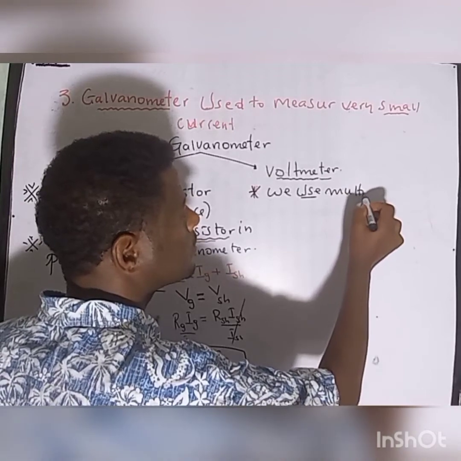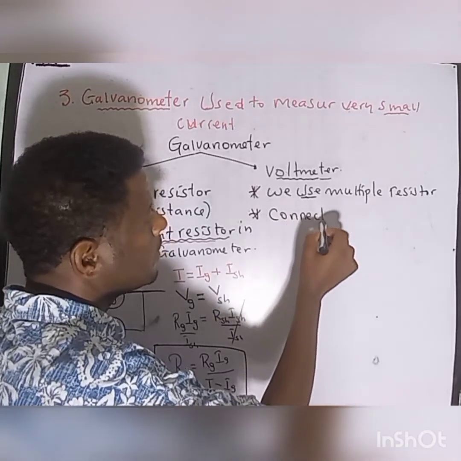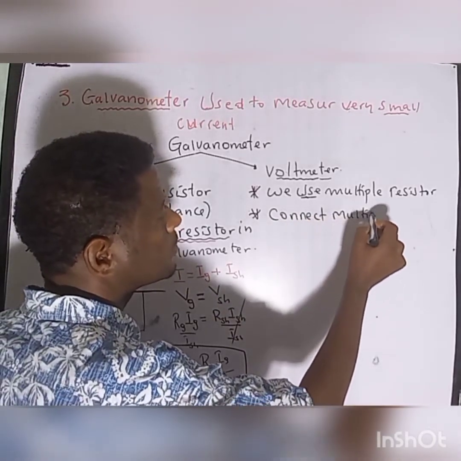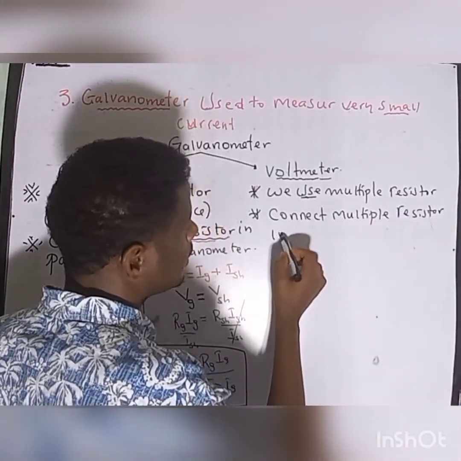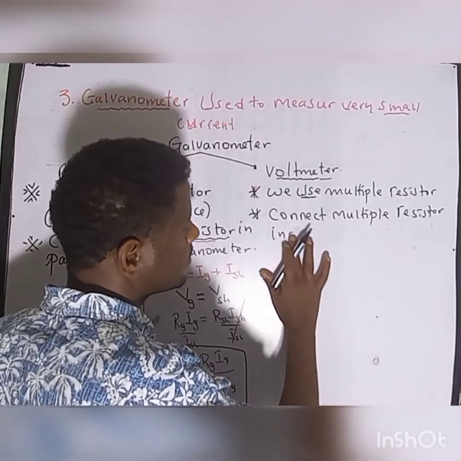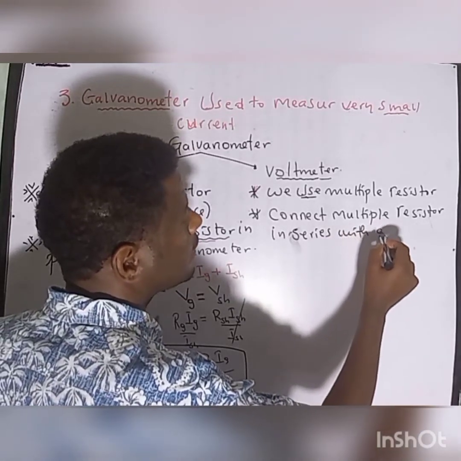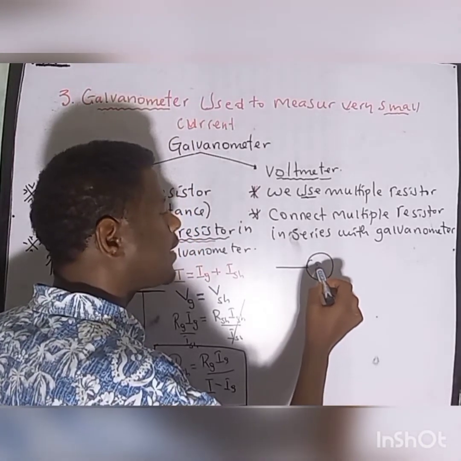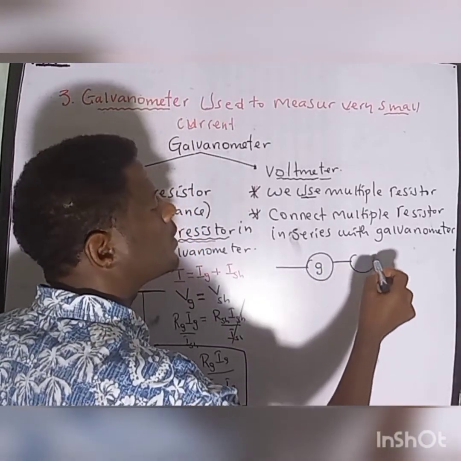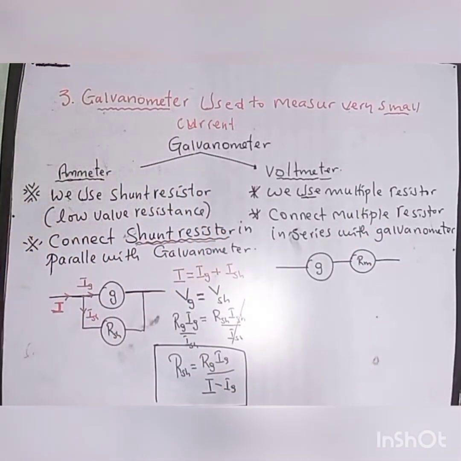Connect a multiple resistor in series with a galvanometer. Diagrammatically, we have a galvanometer and the multiple resistor. Such an arrangement is a galvanometer as a voltmeter.